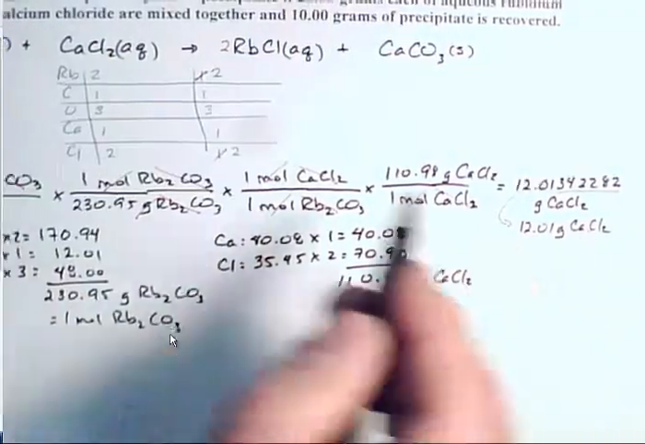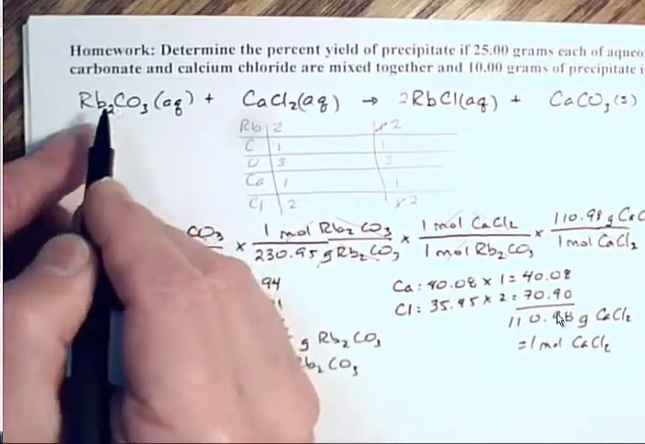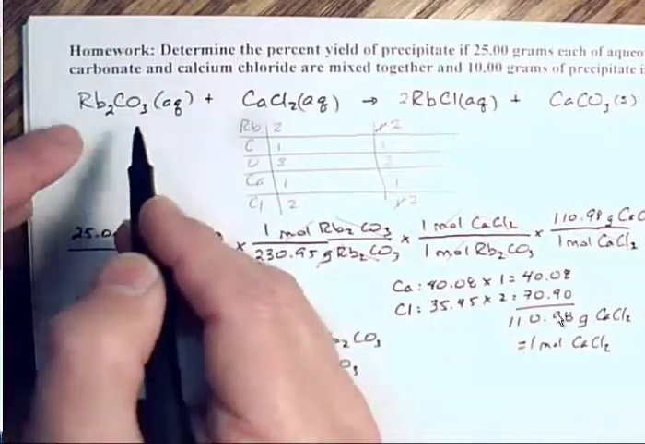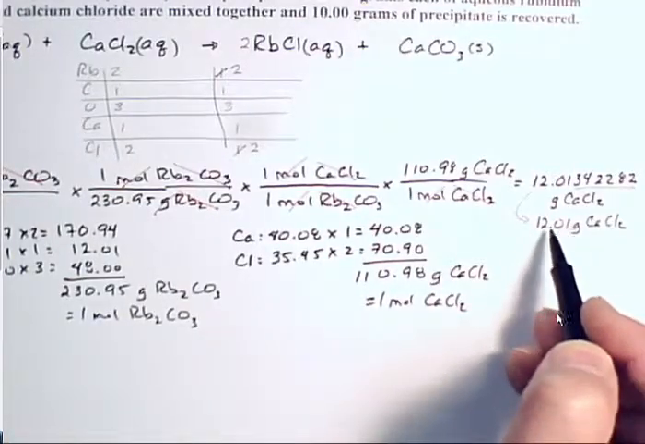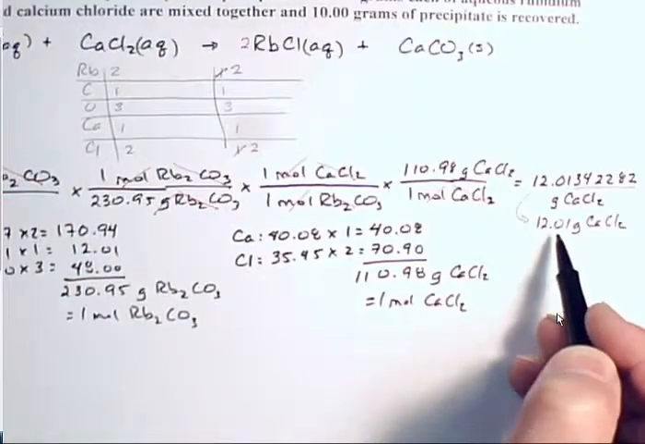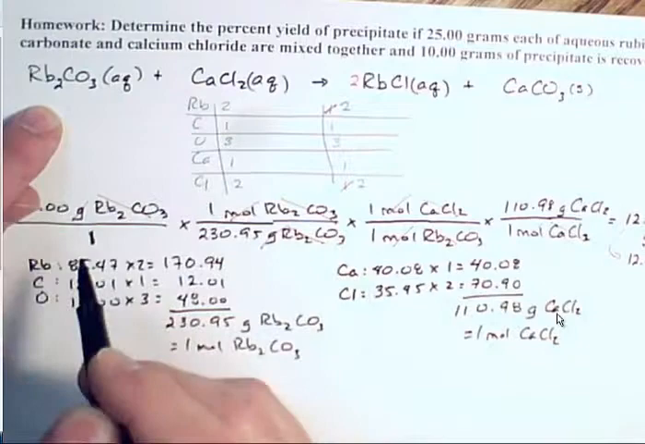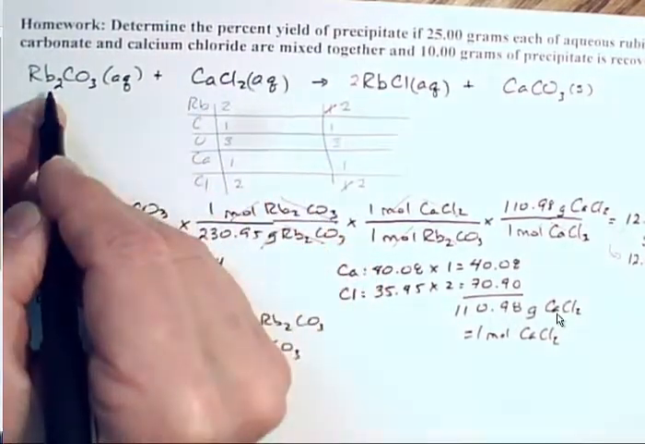If calcium chloride is the excess reactant, then rubidium carbonate must be our limiting reactant. And so now that we've identified what the limiting reactant is, this number has no more value to us. This number is only valuable to us in determining which of the chemical species of reactants is the limiting reactant. And since this is the excess reactant, this is the limiting reactant.